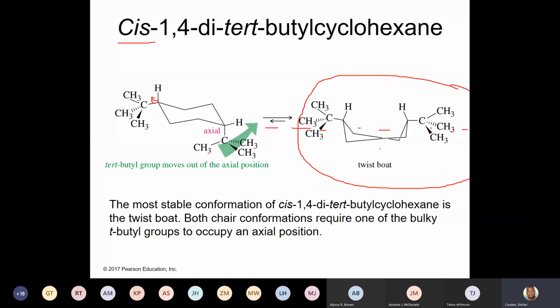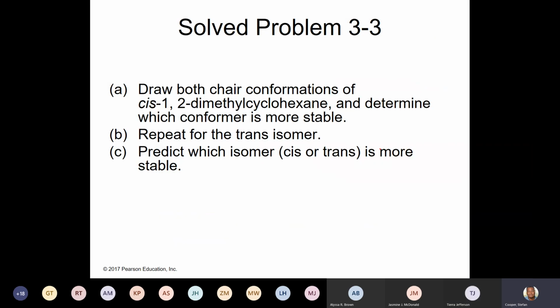All right, any questions there? Okay. Let's try to do this problem and then we'll look at the key. Can we draw both chair conformations of cis 1,2-dimethyl cyclohexane and determine which conformer is more stable? And then we also will do this for the trans version, all right? And then we're going to predict which isomer, the cis or the trans, is more stable.